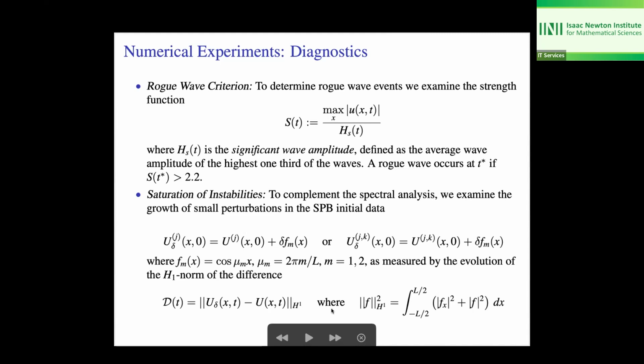And so to complement the spectral analysis, we examine the growth of small perturbations in the SPB data, and we measure the evolution of the H1 norm difference of U naught and U delta. And this is given by D here. Okay, so you'll be seeing plots of D.